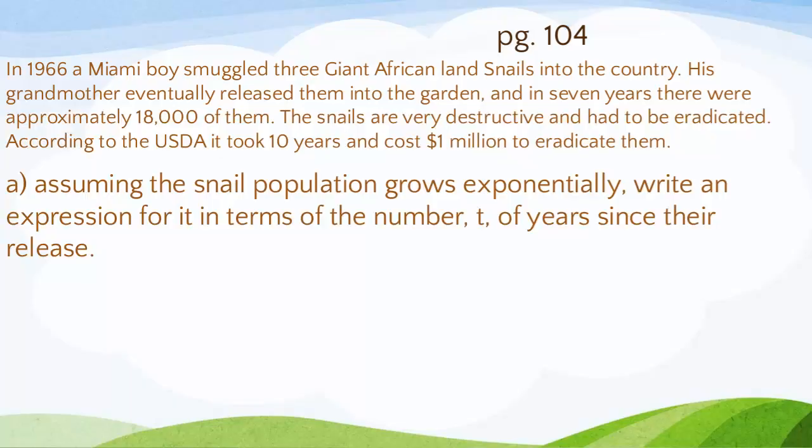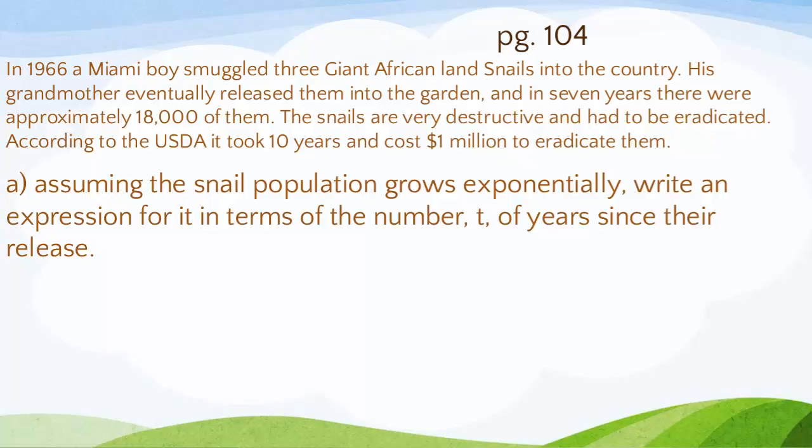All right. In 1966, a Miami boy smuggled 3 giant African land snails into the country. His grandmother eventually released them into the garden, and in 7 years, there were approximately 18,000 of them. So we started with how many? And we got to 18,000. The snails are very destructive and had to be eradicated.